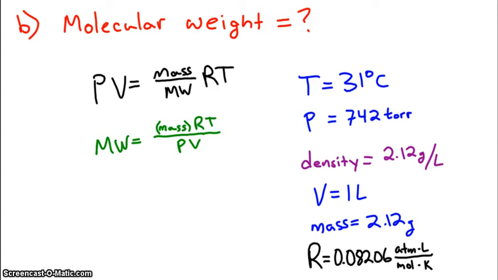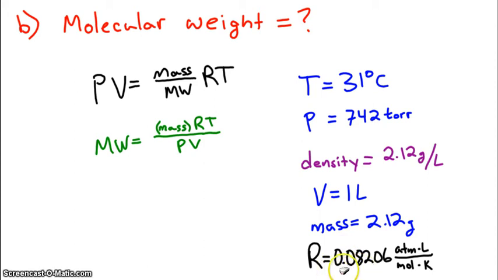The information that the problem tells us is that the temperature is 31 degrees Celsius, and the gas is under a pressure of 742 torr. The density of the gas is 2.12 grams per liter. So that tells me that the volume of our system is 1 liter. I'm going to assume it's a liter. And then the mass of the gas would then be 2.12 grams.